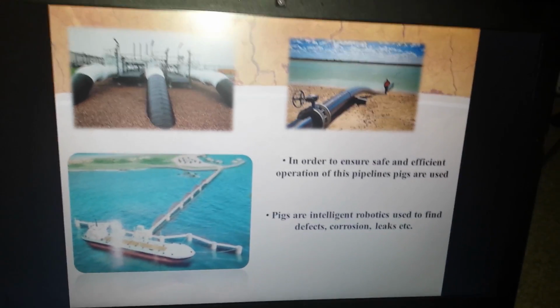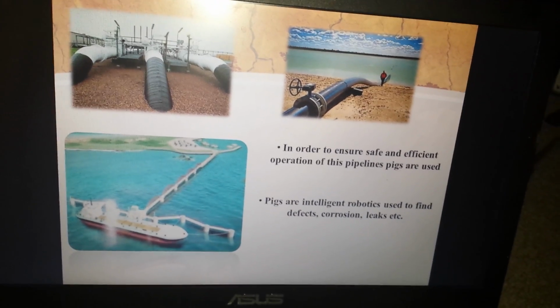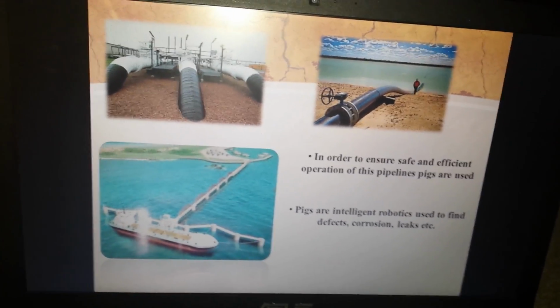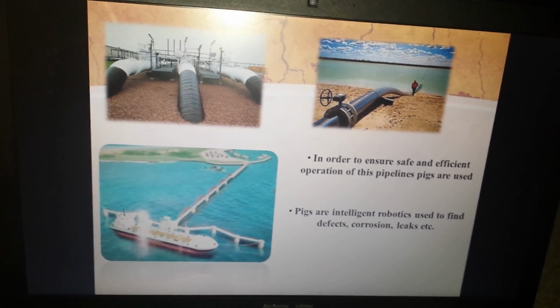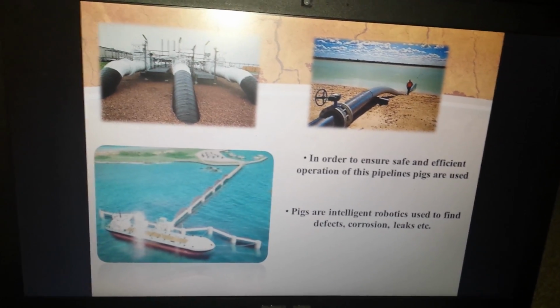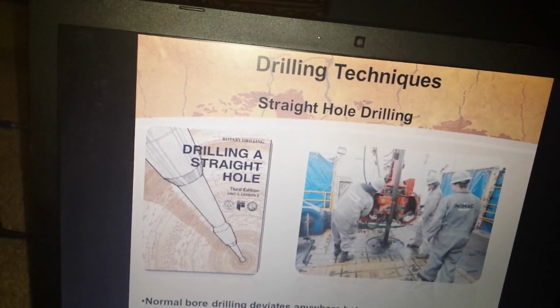So sometimes the oil can be transferred through pipelines, and as you can see from the pictures, robots are also used to carry this oil, and sometimes robotics are used to find the defects and corrosion leaks in these pipes.